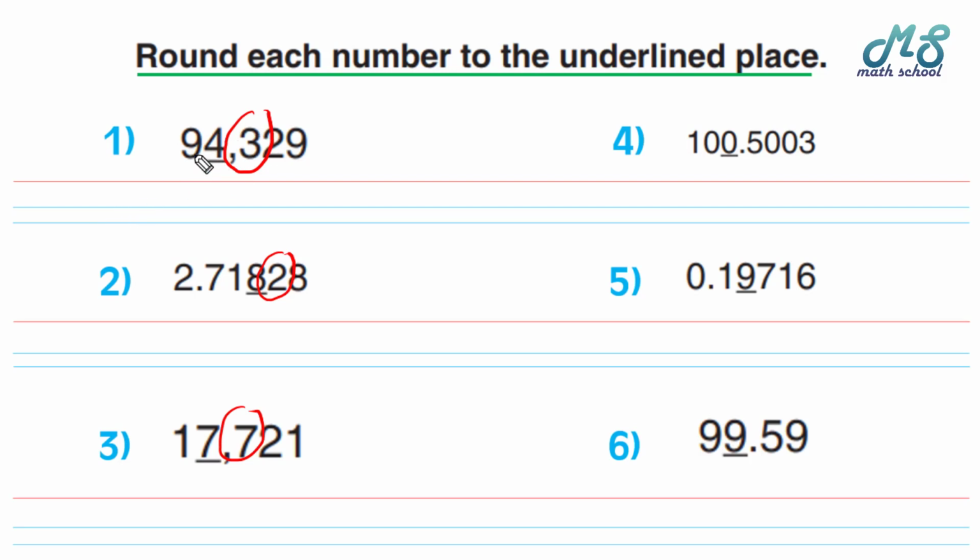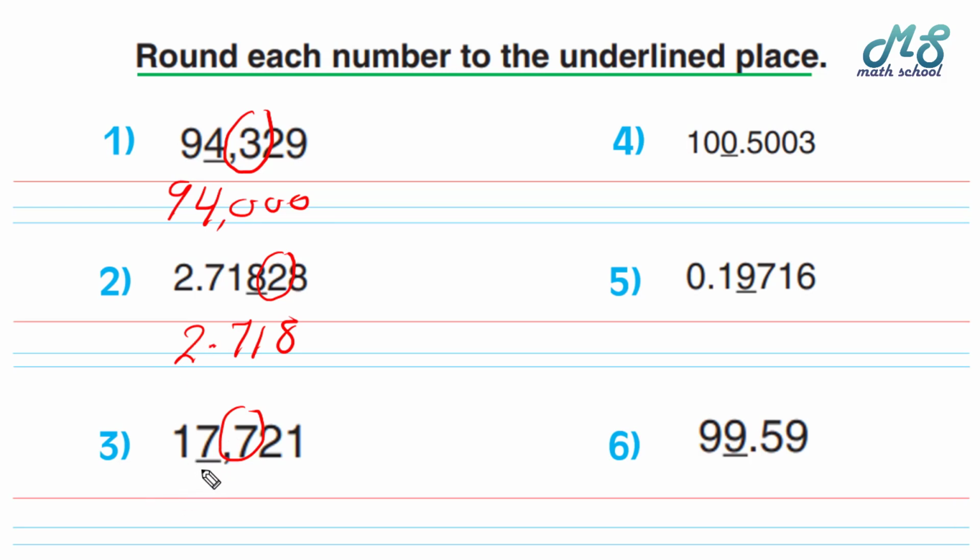It's a 3. So keep 4 as it is and change all digits to its right to be zeros. So we get 94 and triple zeros. Now it's rounded to be 94,000. Next, the circled digit is 2, so keep 8 as it is. We get 2.718. It will be the same.